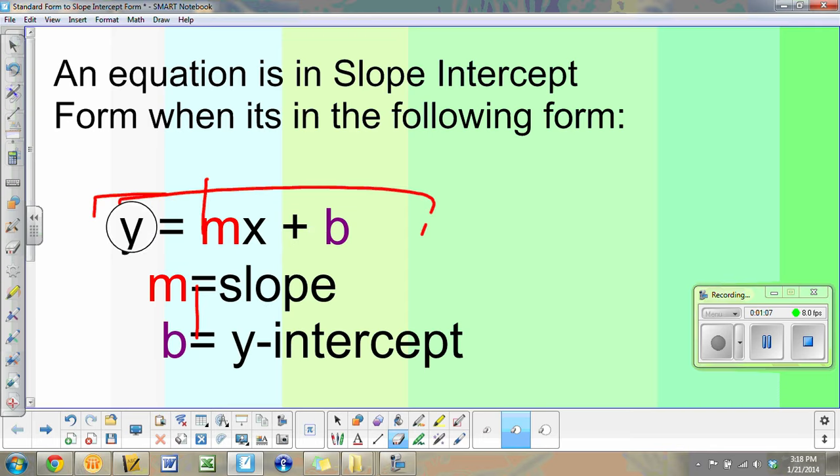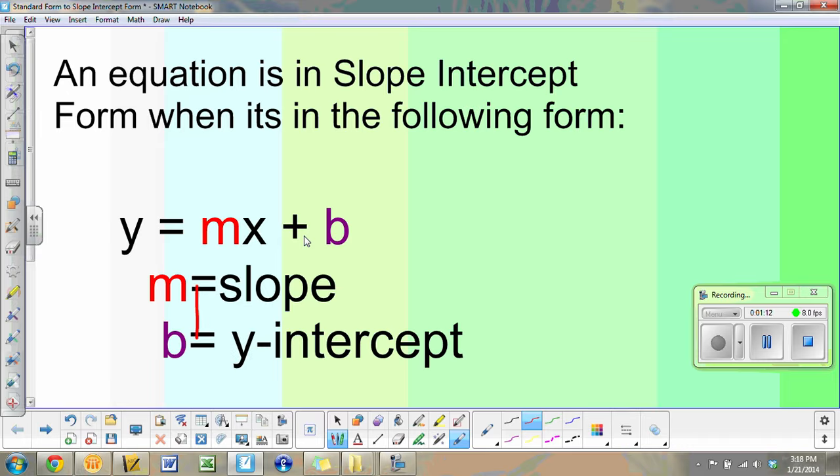Now, the nice thing about this is then I can use my equation to find m, which is slope, and b, which is my y-intercept. So if I had y equals 3x plus 7, this coefficient of x right here is my slope, and this is my b, or my y-intercept. So my slope would be 3, and my y-intercept would be 7. So I can pick that right out of the equation, as long as the equation is in slope-intercept form.